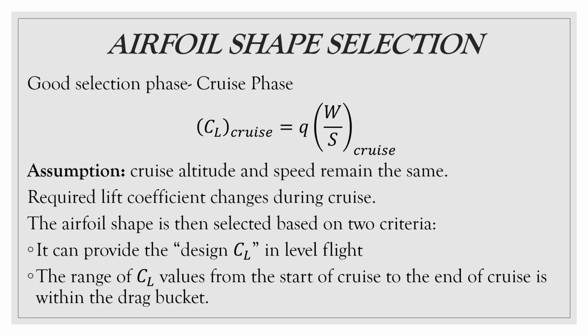So in order to have the maximum range during cruise, the drag needs to be minimum. So the airfoil shape is then selected based on two criteria. They are, it can provide the design CL in level flight condition, and the range of CL values from the start of cruise to the end of cruise is within the drag bracket.